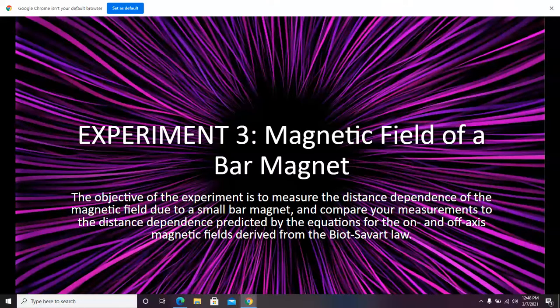The objective of the experiment is to measure the distance dependence of the magnetic field due to a small bar magnet and compare the measurements to the distance dependence predicted by the equations for the on and off axis magnetic fields derived from the Biot-Savart law.